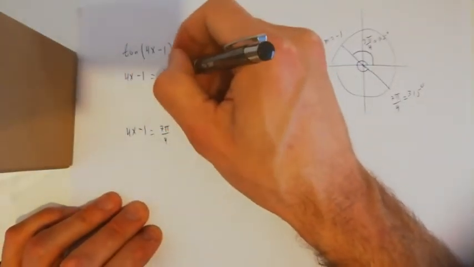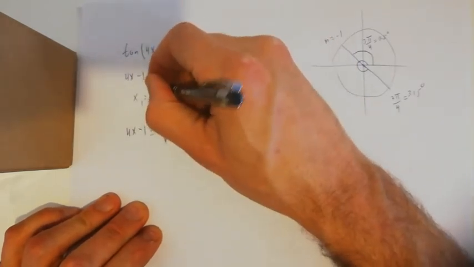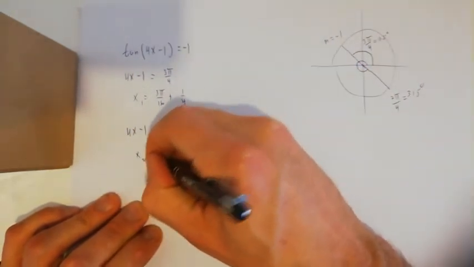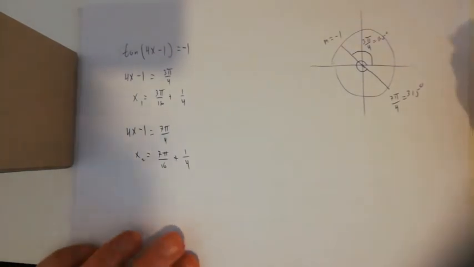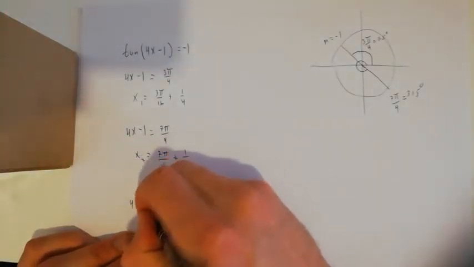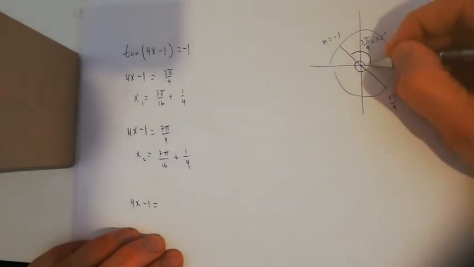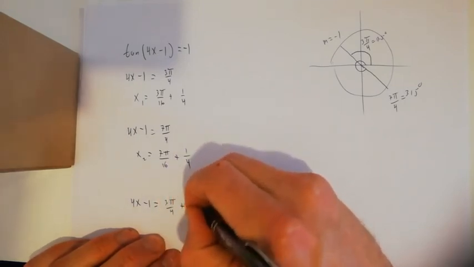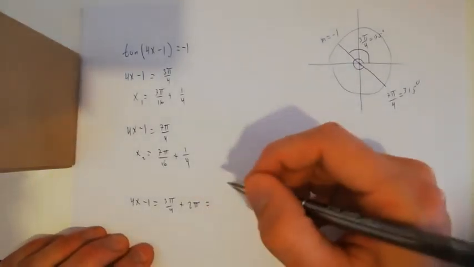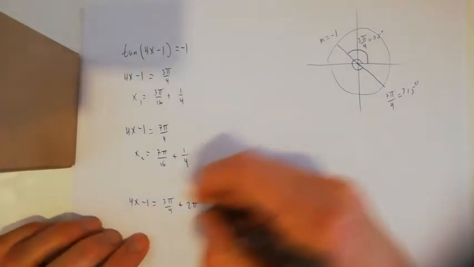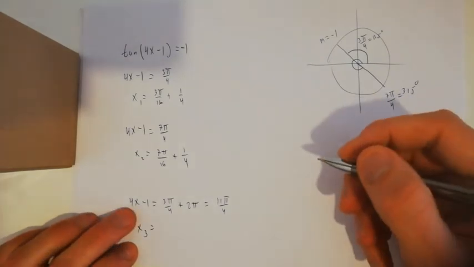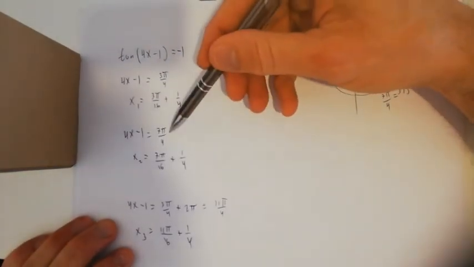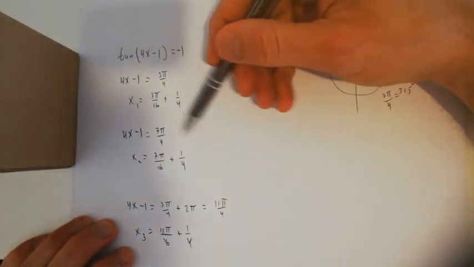From here we add 1 and divide by 4, so x1 is 3 pi over 16 plus 1 over 4, and x2 is 7 pi over 16 plus 1 over 4. Of course, we could also continue and say that 4x minus 1 could also be equal to 3 pi over 4 plus 360 degrees, meaning plus 2 pi. That means 11 pi over 4. And once again, x3 would be 11 pi over 16 plus 1 over 4. And we could keep going. Again, add 2 pi and keep going.